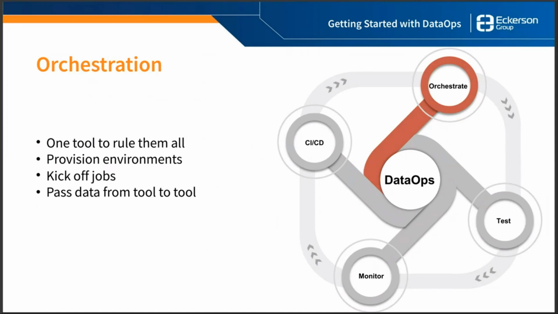And so the way we get around this is orchestration. And so orchestration means having a central hub to manage that entire data landscape. So you want to be able to provision environments, kick off jobs, and pass data between all of your tools from a single central hub or orchestrator.